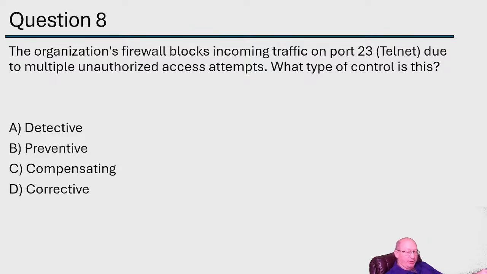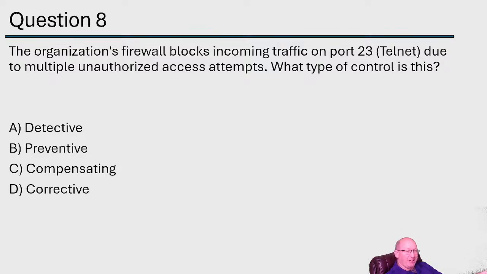Let's jump into it. Let's start with A, detective control. No logs, no audits, nothing like that. Can't be a detective control. No investigation. So I think we can safely get rid of that one. Preventive control. Are we preventing something? Yeah, we are. We're blocking a port. Firewalls are often preventive controls. Is it the best answer, though? Because it is being done due to multiple unauthorized access attempts. Maybe I'm going to put this in my top two.